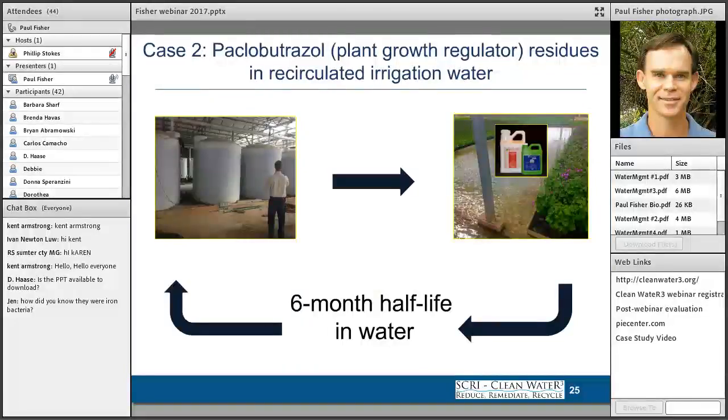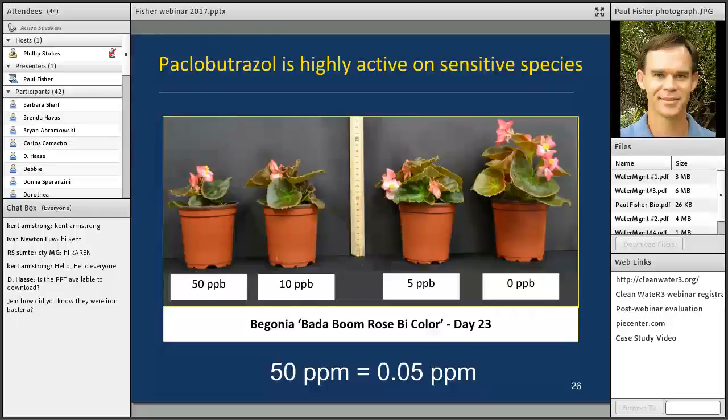So another type of water quality issue is in terms of chemical residues, agrochemicals. In this case, we have a recirculating irrigation system where plant growth regulators are being applied. Paclobutrazol is the active ingredient in products such as Bonsai or Piccolo, and it has a half-life of 6 months in the water. That can cause a problem because as that water is recirculated at a low level, even though it's very much diluted, it can have an effect on sensitive species, such as Begonia.